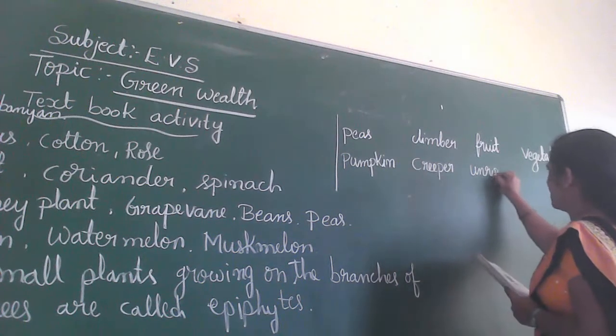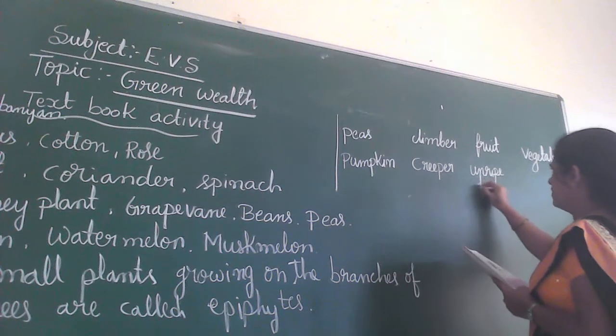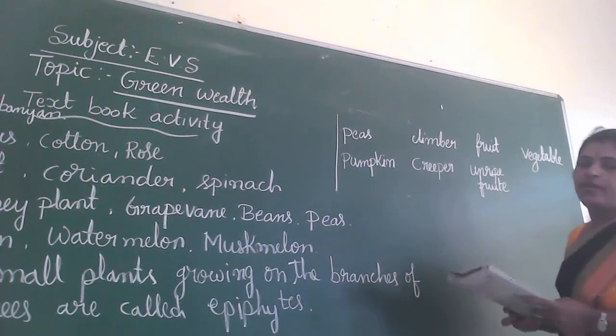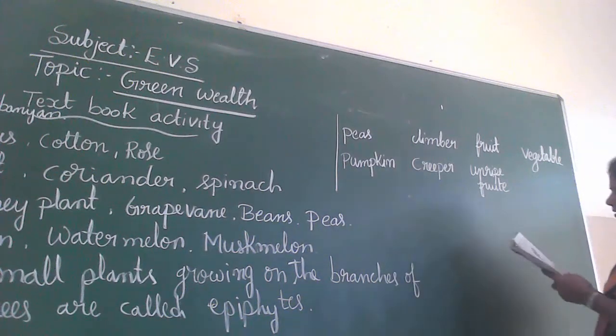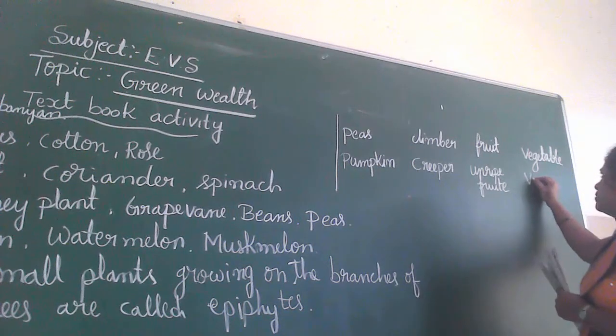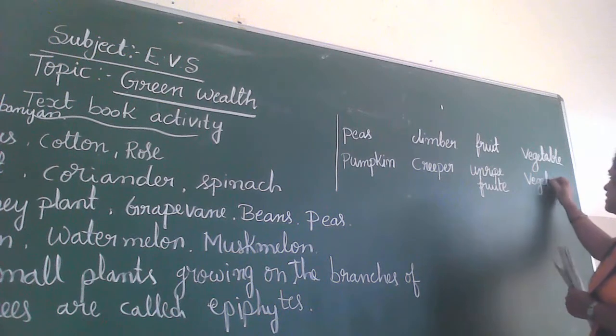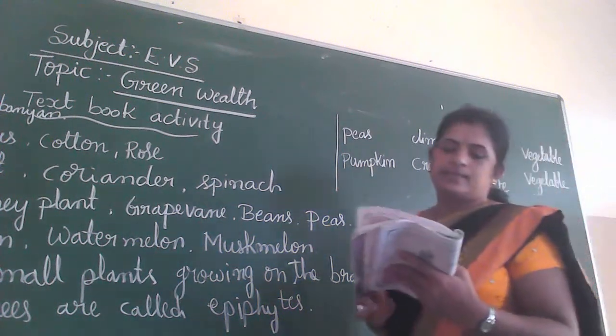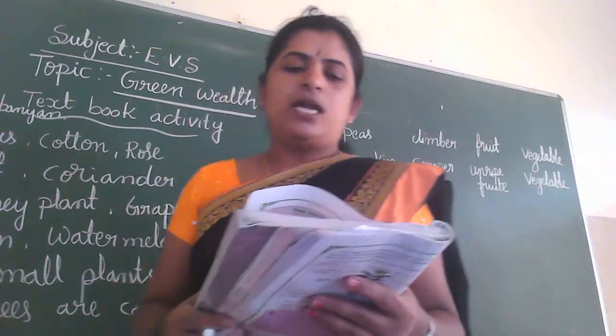Unripe fruit. Unripe fruit. Unripe means raw. And then this is the vegetable used for the houses. Vegetable. Next. Yes, you have to write the two.